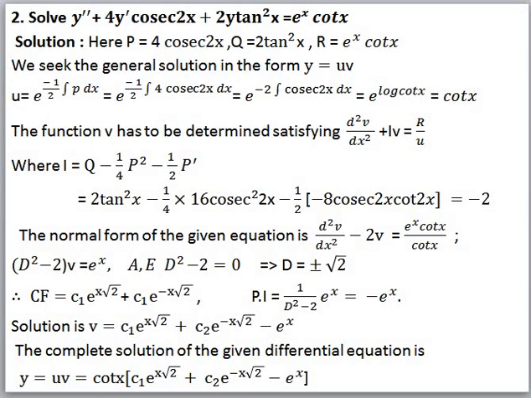So the particular integral is 1 over d square minus 2, the right hand side of the equation being e to the power of x. Replace d by 1, we get 1 minus 2, which is minus 1, so the particular integral is minus e to the power of x. The solution is v is equal to complementary function plus particular integral. The complete solution of the given differential equation is y is equal to uv, that is cot x into c1 e to the power of root 2 x plus c2 e to the power of minus root 2 x minus e to the power of x.